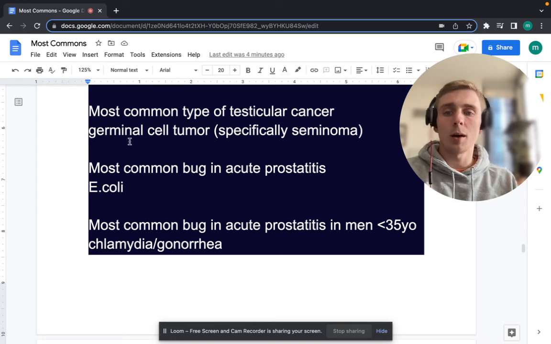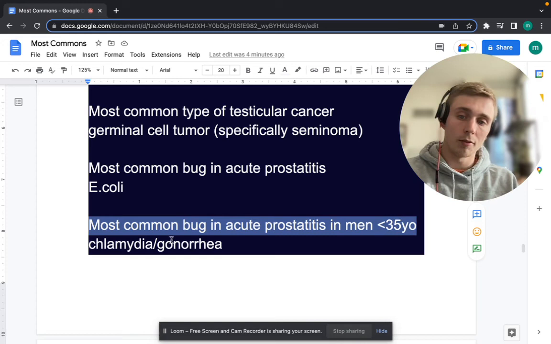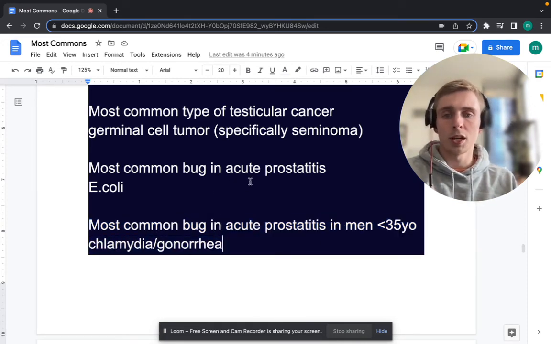Okay, how about what is the most common bug in acute prostatitis? That's going to be E. coli. Especially, the most common bug in acute prostatitis in men under 35 years old is going to be chlamydia and gonorrhea. So it's important to differentiate the age. If they give you a vignette and you think the patient has prostatitis, you want to see, what is their age? If they're over 35, think E. coli. If they're under 35, think chlamydia and gonorrhea.